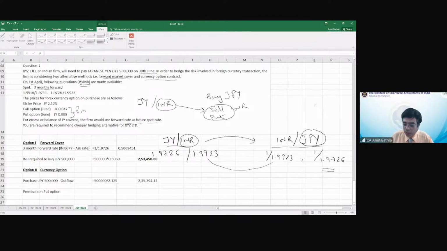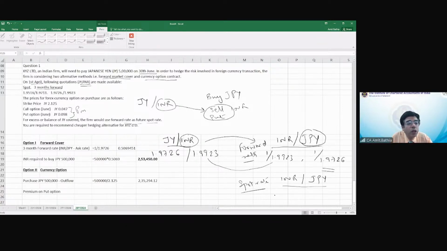Okay. Now, first and foremost, we did this for forward rates. Can we do the same for spot rate as well? Then probably your concept will be a lot more easily understood, right? INR upon JPY.